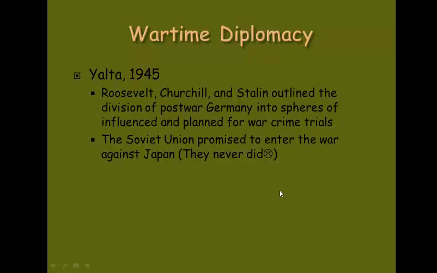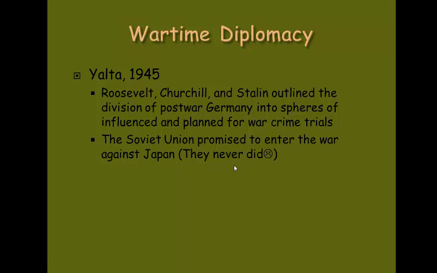Wartime diplomacy, Yalta. Yalta's the big one. War is almost over. We kind of know it's going to be over. We pretty much know we're going to win. So Roosevelt, Churchill, and Stalin get together and outline the division of Germany after the war is over. The other decision that was made at Yalta was the Soviet Union made a promise to us that they would help us defeat the Japanese come late in the war when we were fighting in the Pacific. And they kind of went back on that promise.